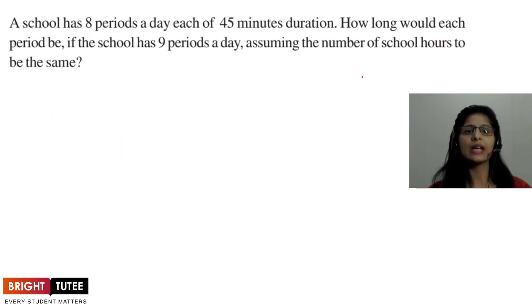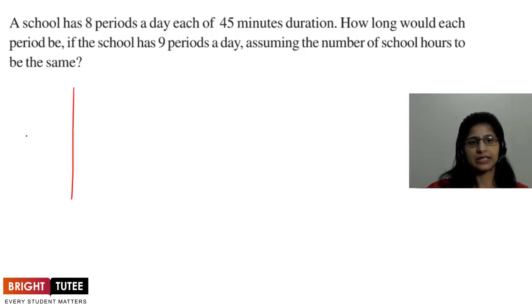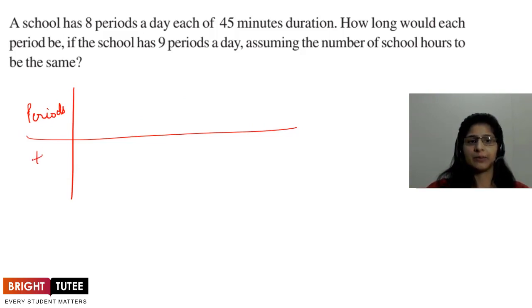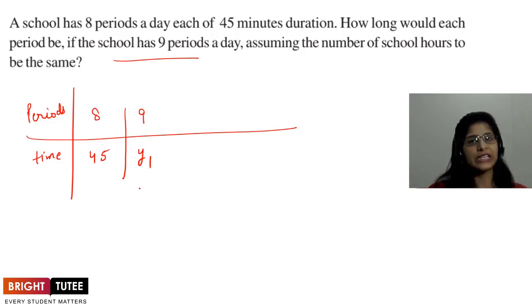It says a school has 8 periods in a day, each of 45 minutes duration. So I'll just write it here. So we'll take number of periods and the time for each period. So if there are 8 periods, then 45 minutes is the duration for each period. Now they're saying if the school has 9 periods instead of 8, assuming the number of school hours to be the same, now we have to adjust 9 periods in the same time. So what time can we make each period?